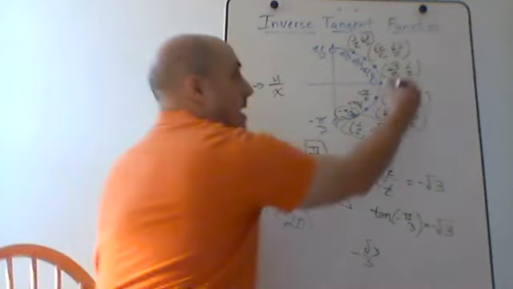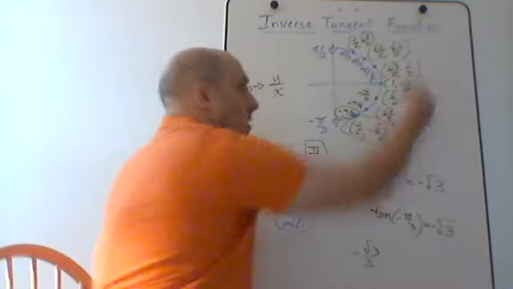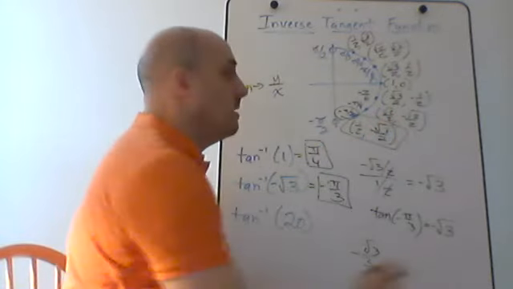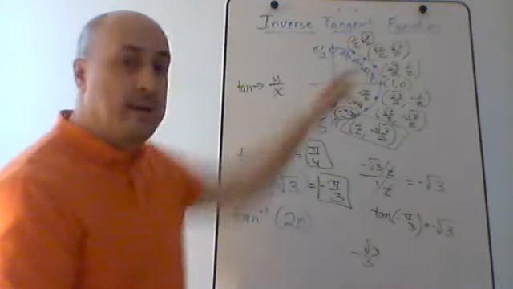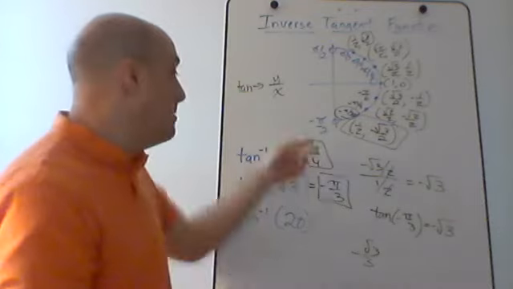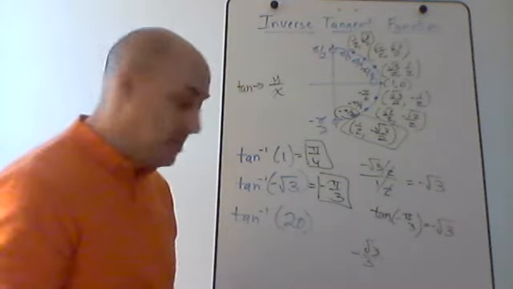The other possibility is 0. For 0 here, I didn't put that terminal point in, but that's a terminal point of 1, 0. There, if I do y over x, 0 over 1 is going to give me 0. So tangent inverse of 0 is 0. So there's really only 4 different numbers you can use on the unit circle to do tangent inverse.